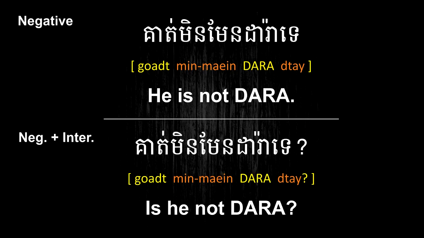Next one. In negative form, he is not Dara: គាត់មិនមែនតារាទេ. And then the second one, is he not Dara? គាត់មិនមែនតារាទេ. You see it's the same, but my voice is different at te. So this is how to use negative and interrogative in Cambodian language, the same as using negative.